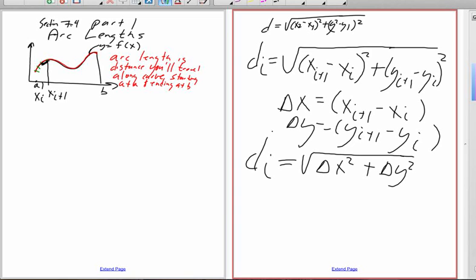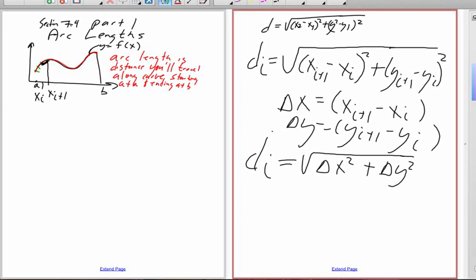Now, obviously, the smaller our delta x gets, the better our approximation. And this should ring a little bell of limit as delta x goes to 0. But we're going to do something before we get to that point now.